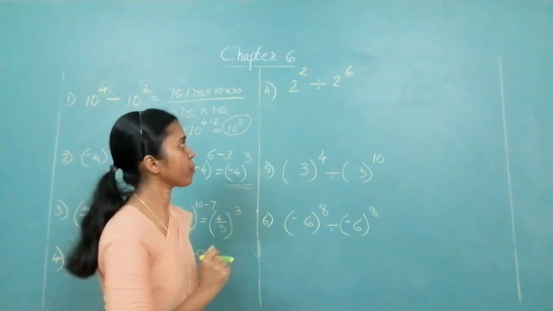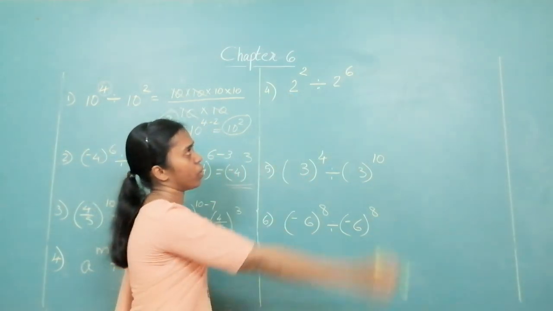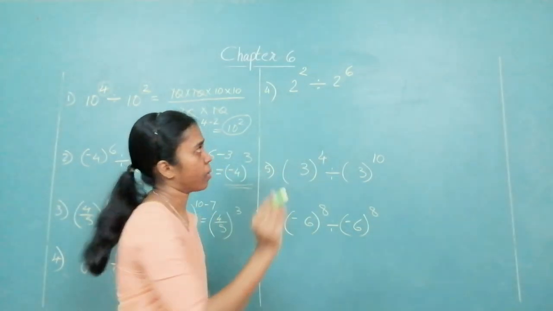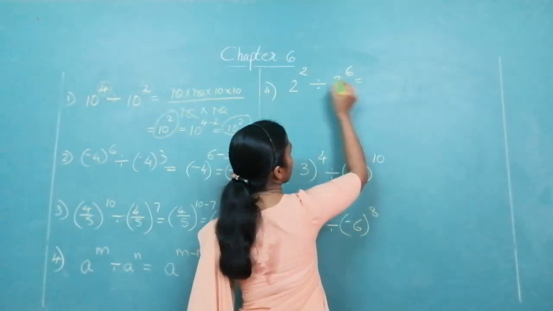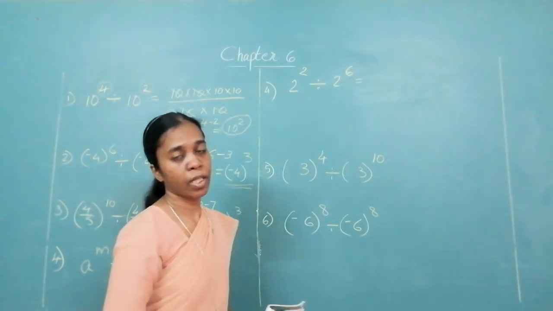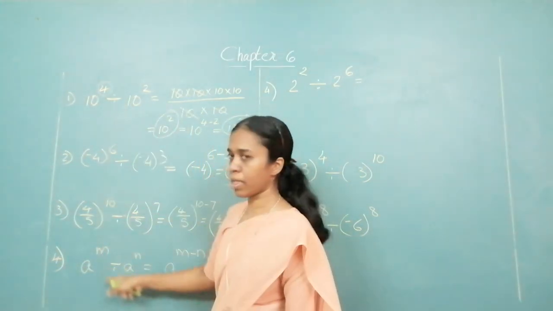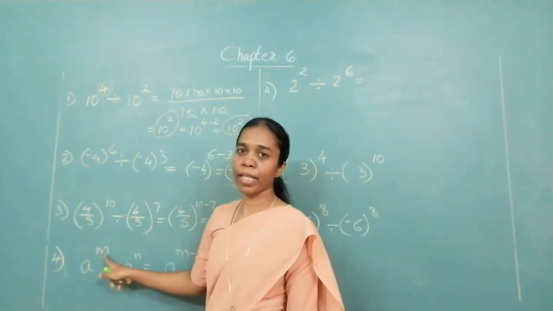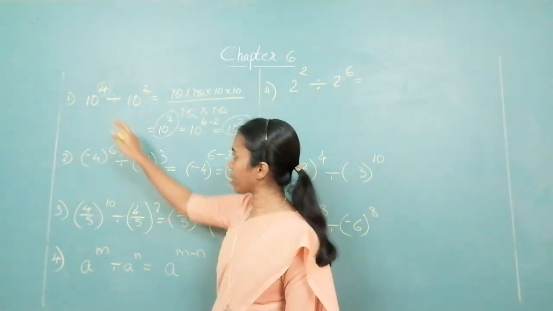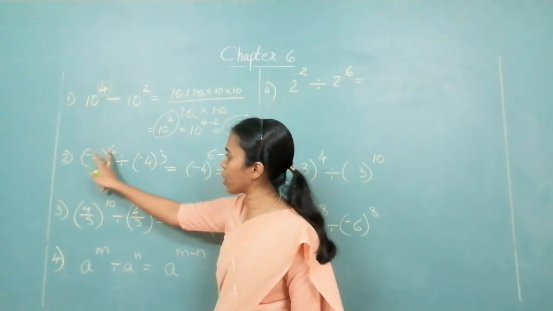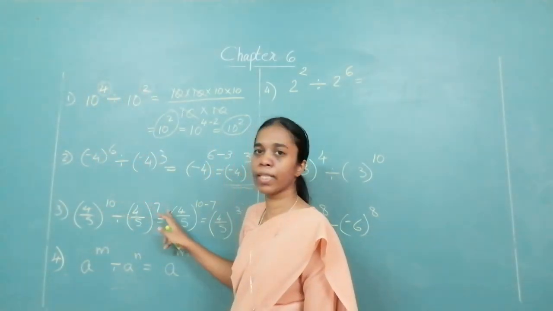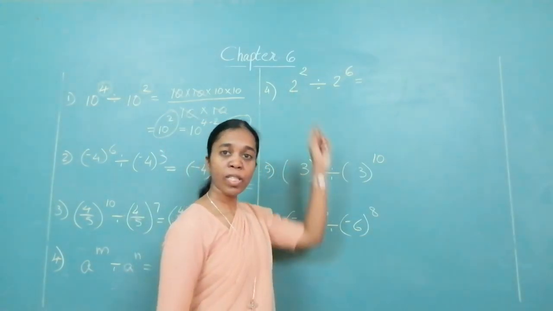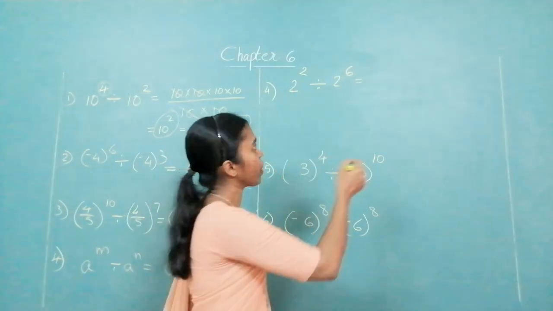I want to look at question number 4: 2 square divided by 2 raised to 6. Let us write and see. Why I am writing and saying: in all these cases, the first index was greater than the second index. You can see 4 is greater than 2, 6 is greater than 3, 10 is greater than 7. Now if you look here, the first one is smaller. So let us see how we get it.